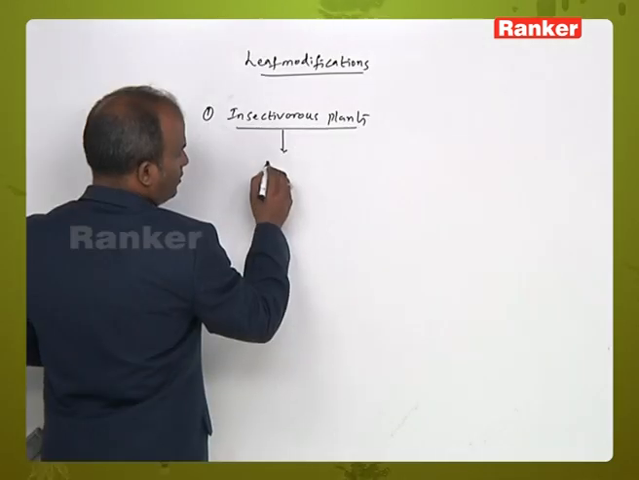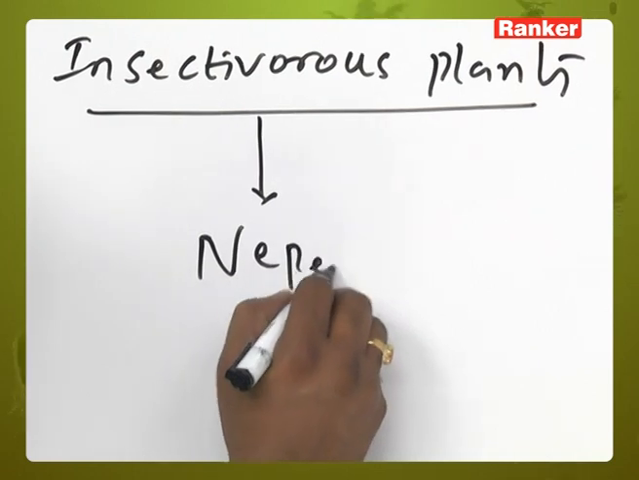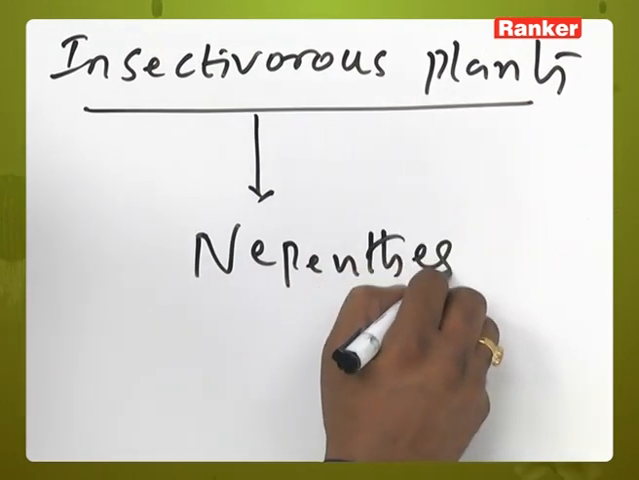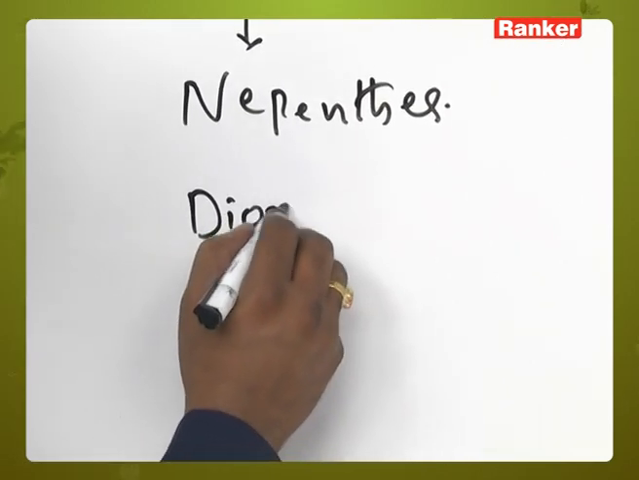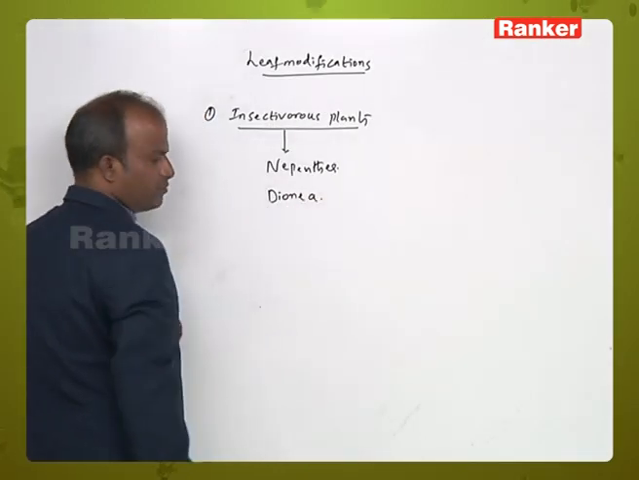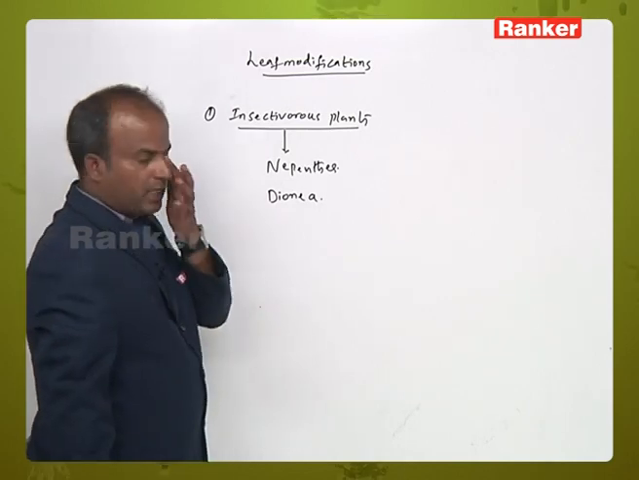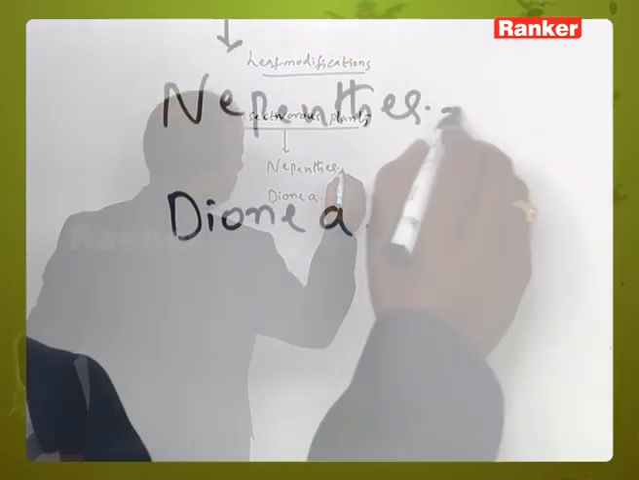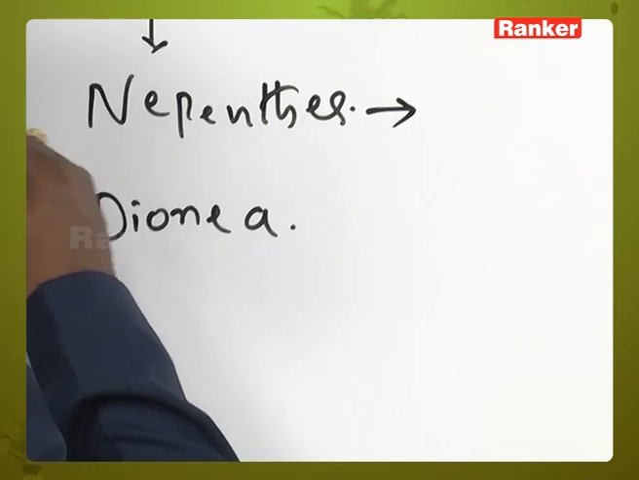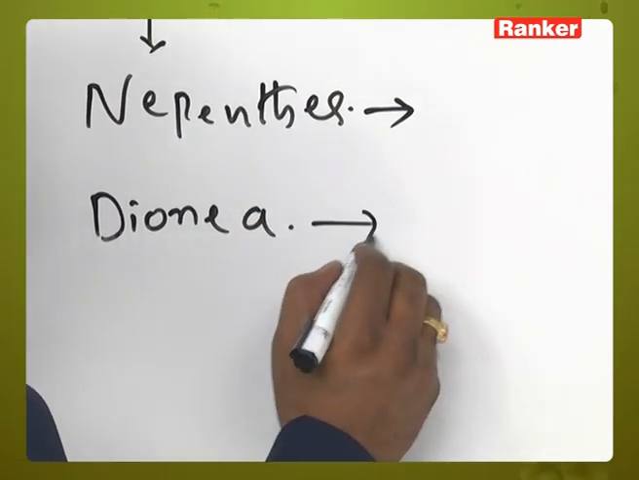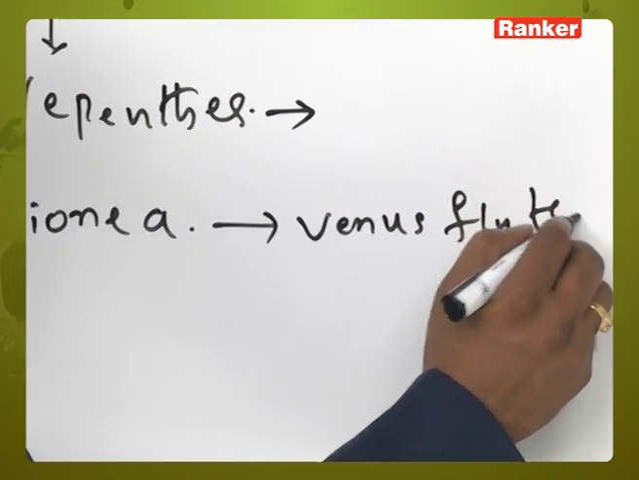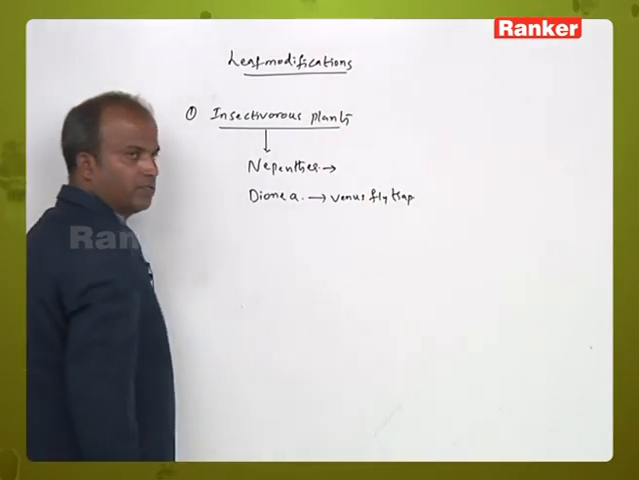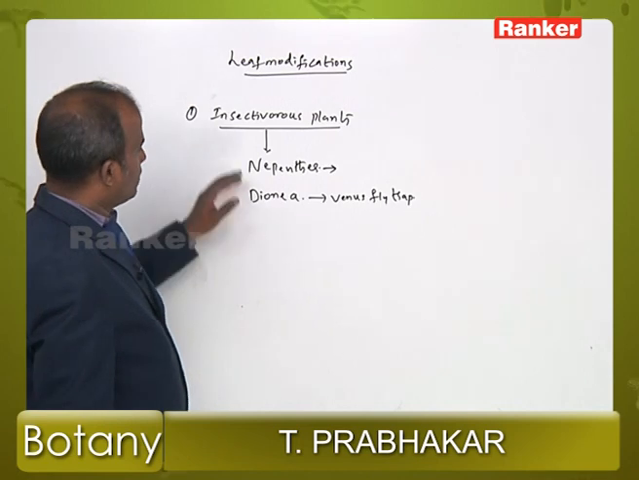One is Nepenthes, and the second one is Dionaea. In this, Dionaea is also called Venus flytrap.